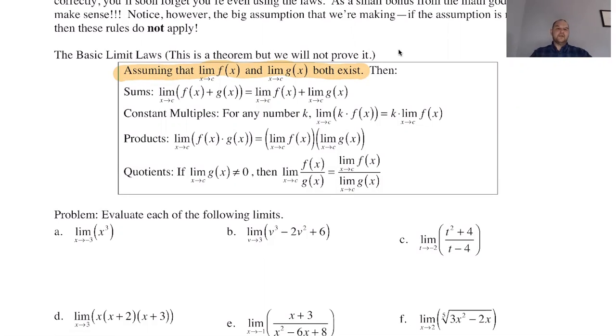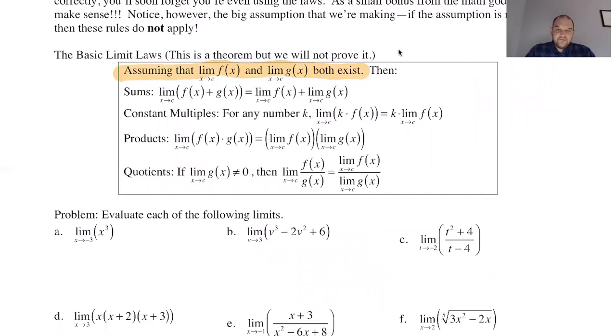So here we go. I'm just going to say them the way that I usually say them. The limit of the sum is the sum of the limits. So the limit as x approaches c of f of x plus g of x is the limit as x approaches c of f of x plus the limit as x approaches c of g of x. So the limit of a sum is the sum of the limits.